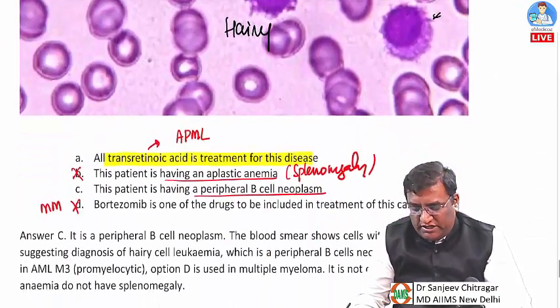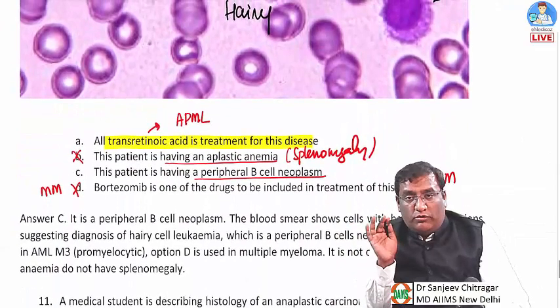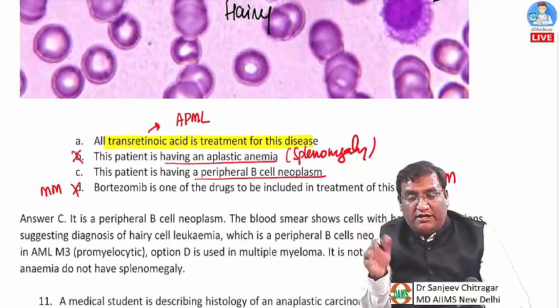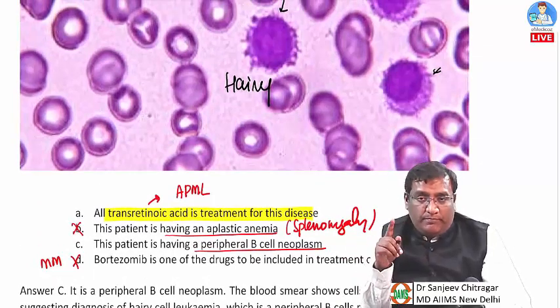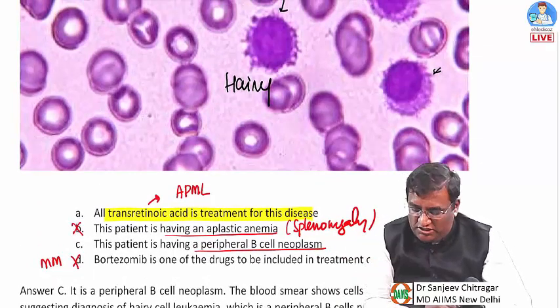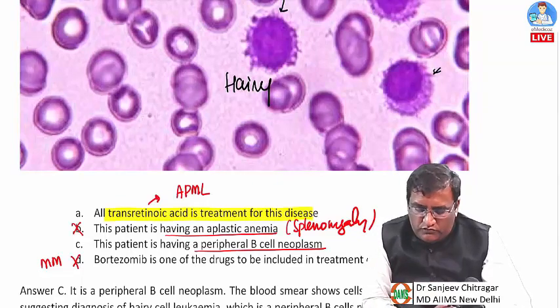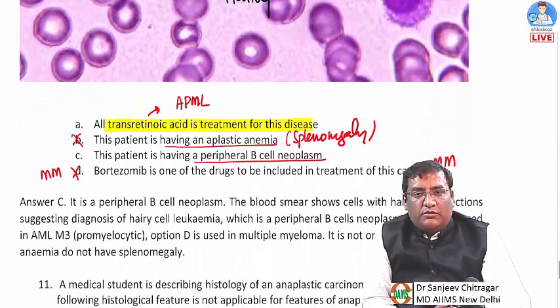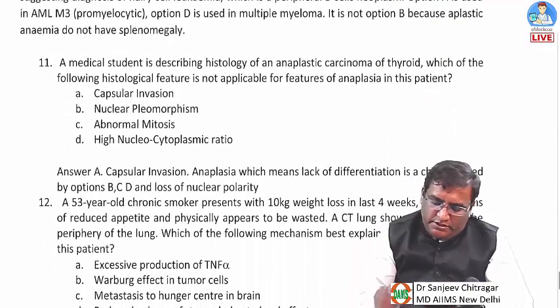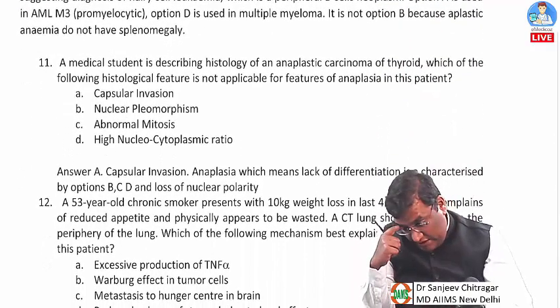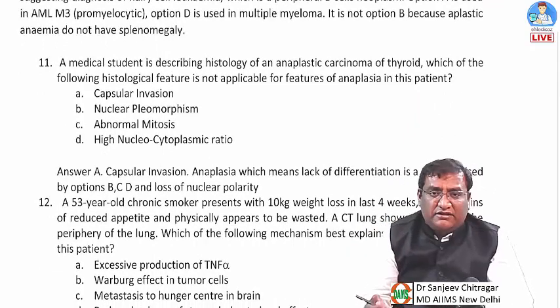Aplastic anemia is ruled out straight away. Bortezomib is also ruled out because it is for multiple myeloma. All-trans retinoic acid is also ruled out because APML will show blasts with Auer rods. That is not the case here. So the answer is option C. It is a peripheral B-cell neoplasm, hairy cell leukemia.